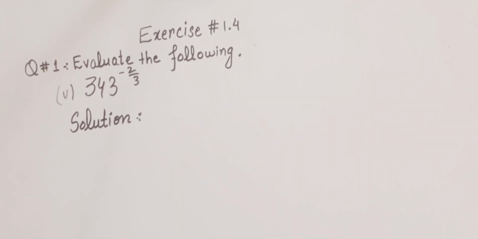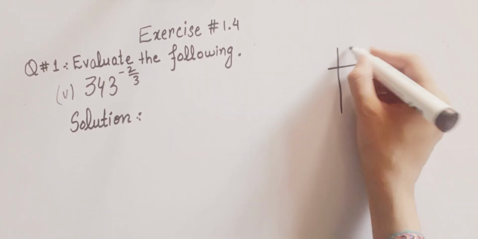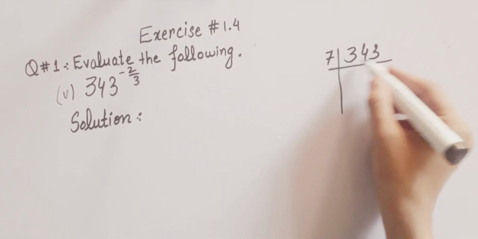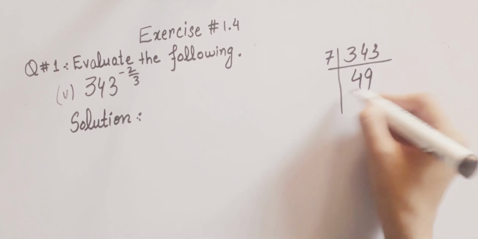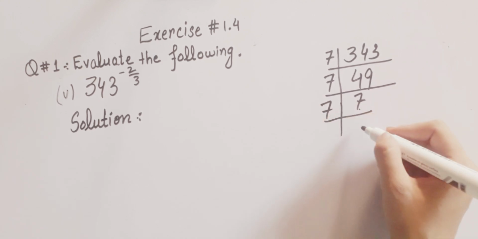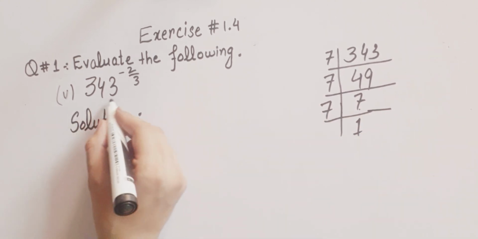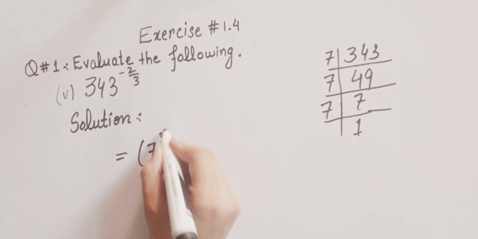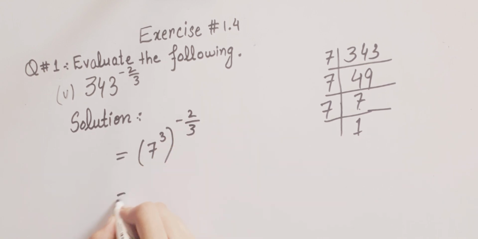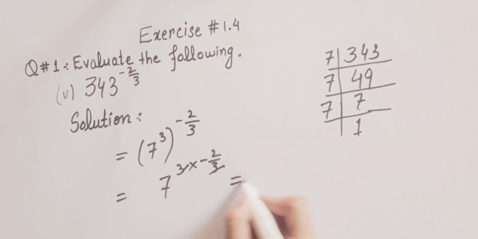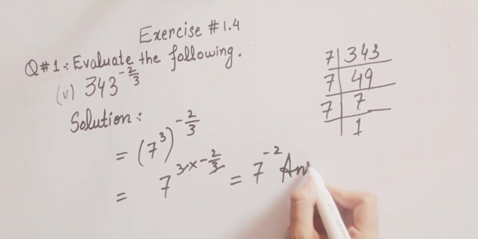Now in part number 5 we have 343 power minus 2 by 3. We will make the factors of 343. When we divide 343 by 7, we have 49. When 49 is divided by 7, we have 7. And then 7 divided by 7, we have 1. So we will write 343 as 7 power 3, whole power minus 2 by 3. 3 multiplied by minus 2 by 3. This 3 will be cancelled by this, and we have 7 power minus 2 as the answer of this question.